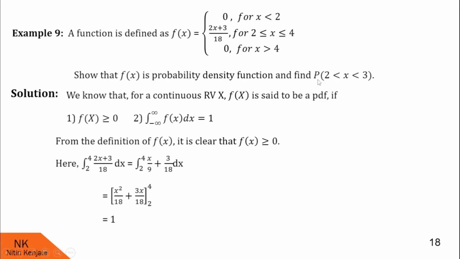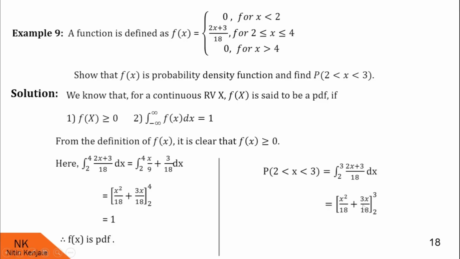Now we go to find P of x between 2 and 3. P of x between 2 and 3 is simply the integral of f of x between 2 and 3. And in this interval, f of x takes value 2x plus 3 upon 18. Upon integration, we get x square by 18 plus 3x by 18, just like here. And after substituting limits, we get P of x between 2 and 3 is 8 upon 18. I hope guys you understood this solution.